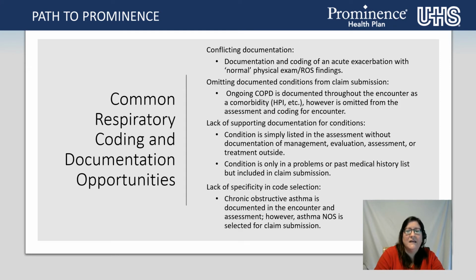And then lastly, lack of specificity in the code selection. So chronic obstructive asthma is documented throughout the encounter and it's even included in the assessment. However, there's asthma not otherwise specified included on the claim for submission, which is not in the risk adjustment model. So in this case, the appropriate diagnosis for the claim submission would have been chronic obstructive asthma, which is included in the risk adjustment model. But in these examples, we see a lot of times a very unspecified type of asthma going out on the claim, which does not help in regards to accuracy of risk score assignment.